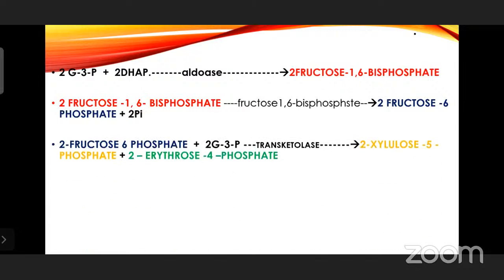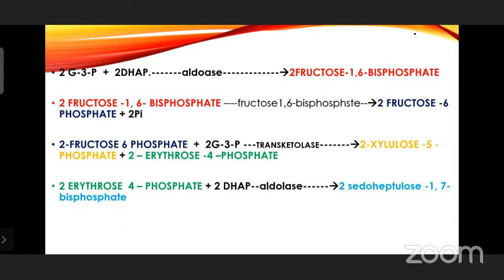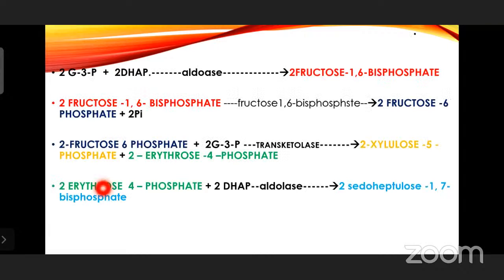Next, this 2 fructose 6 phosphate is combining with another 2 molecules of glyceraldehyde 3-phosphate. In the presence of transketolase enzyme, it is becoming 2 molecules of xylulose 5-phosphate and 2 molecules of erythrose 4-phosphate. These 2 substances are going to form here.